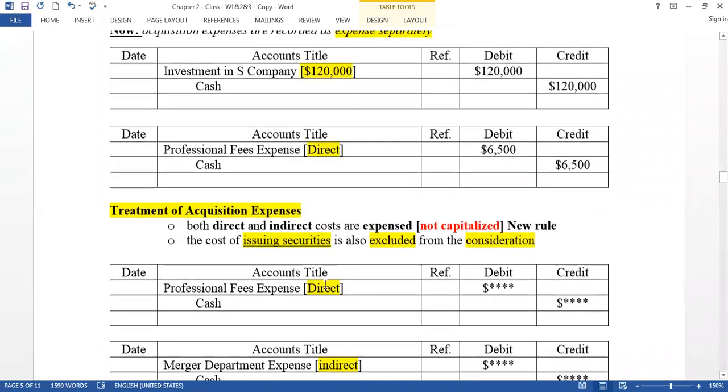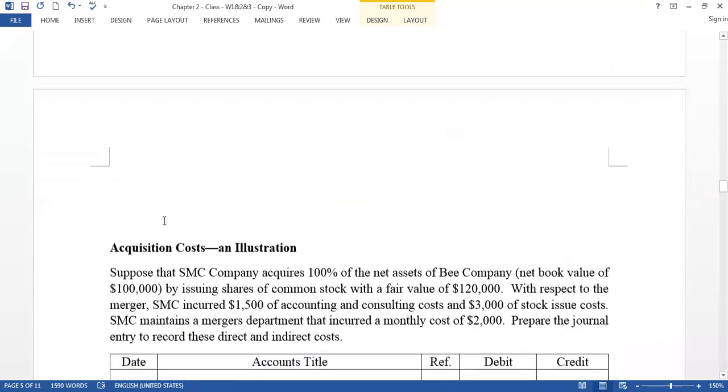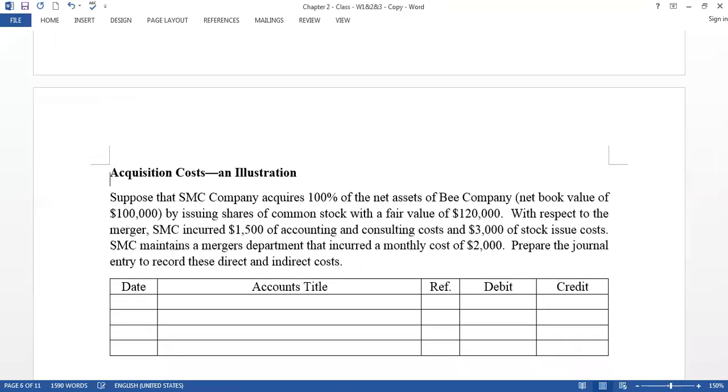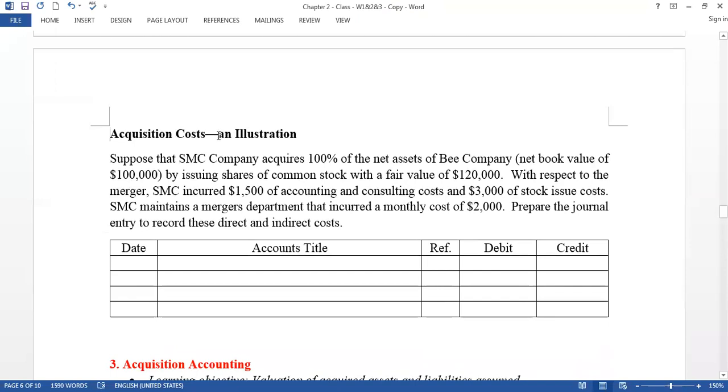Now, considering this theory, we are going to solve one question. Acquisition cost illustration. So suppose that SMC Corporation acquires 100% of the net assets of B company. The net book value is $100,000. So B company means subsidiary company and SMC company is the parent company. So whenever you read the question, please make sure who is the parent company and who is the subsidiary company. This is important. The question may not tell you directly which one is subsidiary and which one is parent. It is your responsibility to find out.